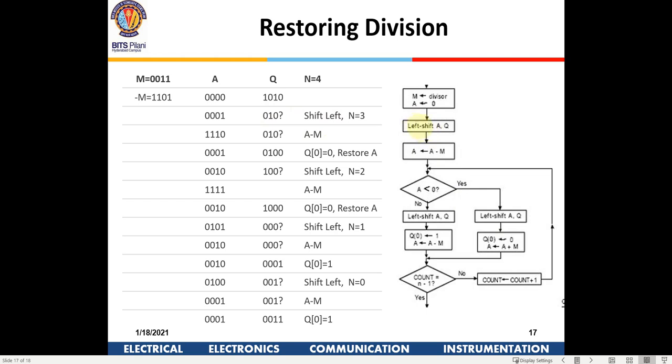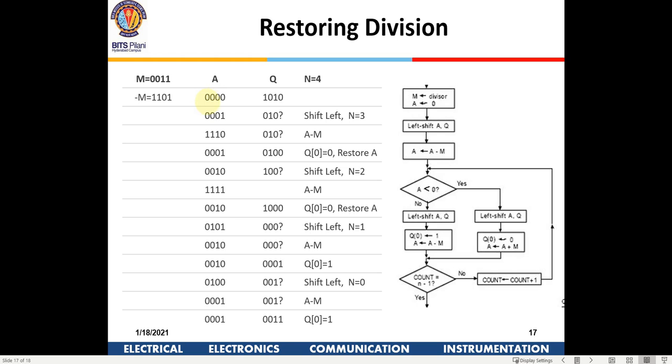No, here it's left shift and then do A minus M. So here, if you see, the first step is initialize M as the divisor, A is equal to 0, shift left, and then A is A minus M. This is what we did, right? Okay, so just be clear.